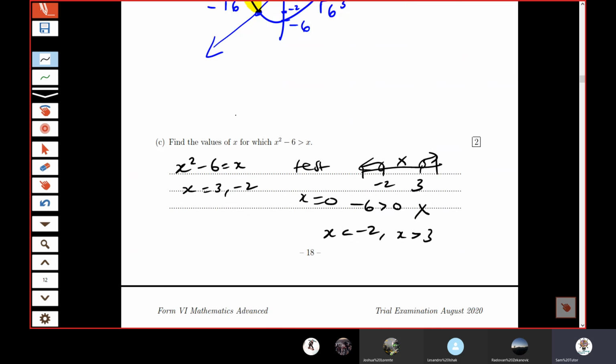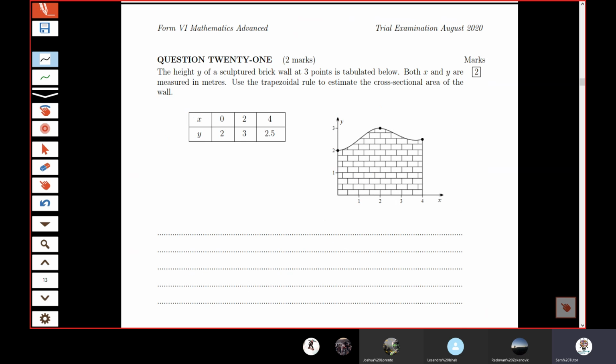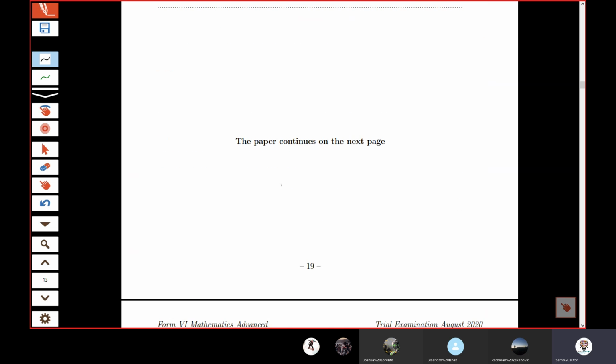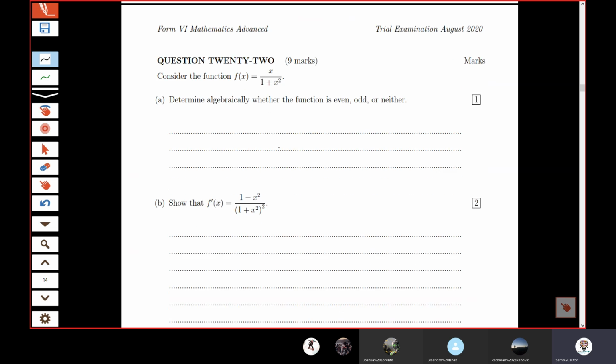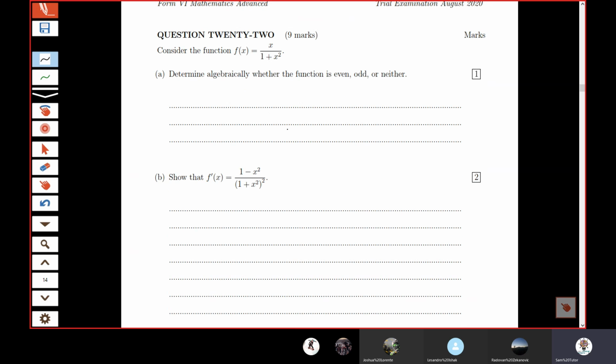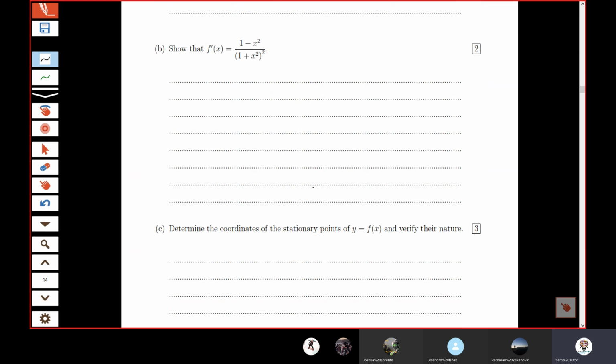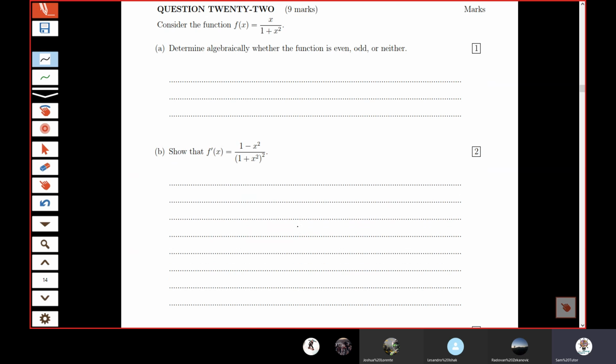All good? Yep. Move. Any questions? I keep saying no. If I don't hear anything, I'm assuming it's fine. Use the trapezoidal rule. That's next year. If it's even or odd, and then differentiate. 3 marks. Determine the stationary points. Oh, that's what Tiana's doing. All right, A and B. Go. All right, yes.